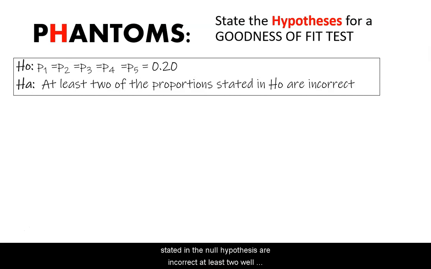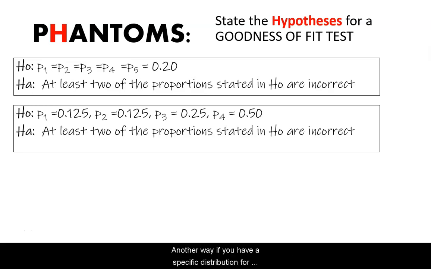Well, why at least 2? Well, if they have to add up to 100% and you increase 1, you're going to automatically decrease at least one of the others. So you can't have 1 be incorrect. There will always be at least 2 that are incorrect, and maybe more.